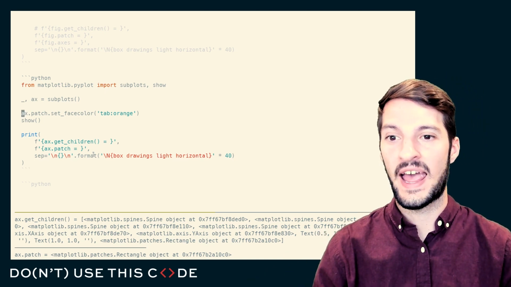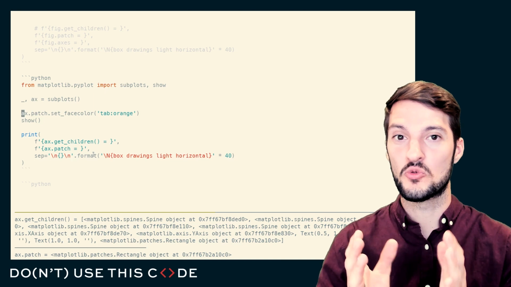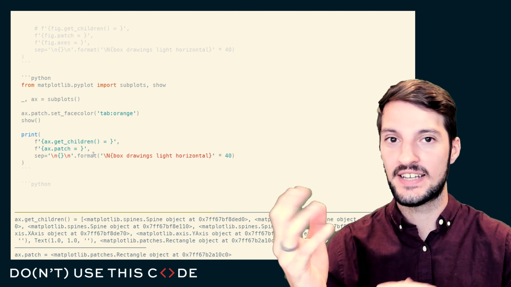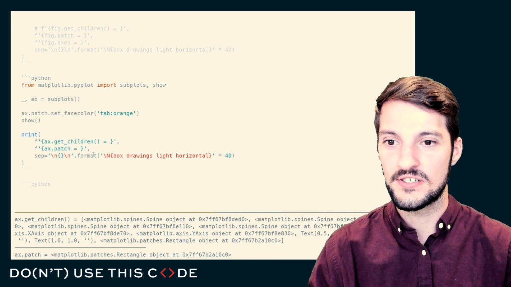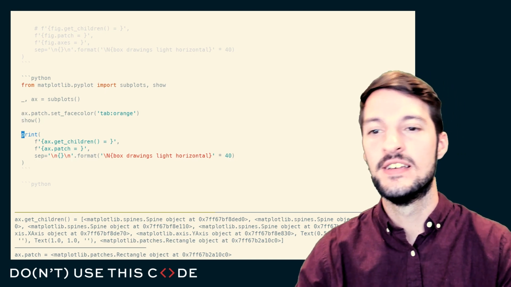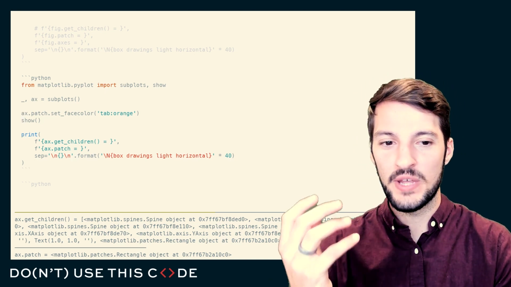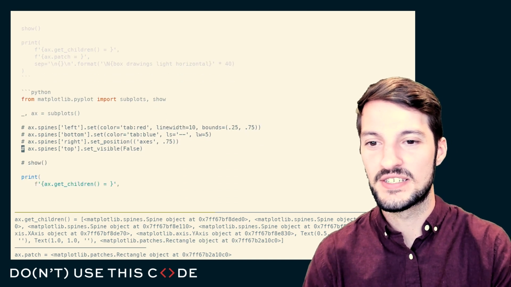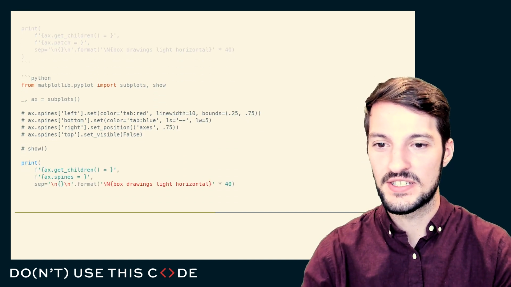This is the whole point of having an axis, because it controls your set of x and y-axis, which, if you're doing any data visualization, you kind of need an x and y. And then we have the 4 spine objects. What are those spine objects, though?